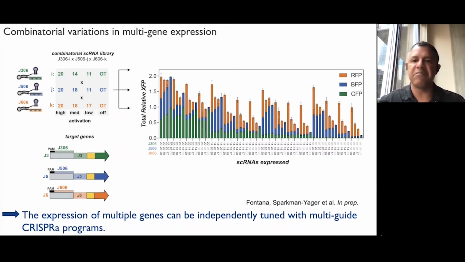So here's a test. We're going to use these to program combinatorial variations in gene expression. So now we're putting the expression of RFP, BFP, and GFP under the control of one of our engineered promoters. And then we're transforming cells with a combinatorial library of scRNA programs that have scRNAs that are going to generate high, medium, low, or off-target or no expression at all three of the engineered promoters. And as expected, and gratifyingly, we see only basal expression in the off-off-off condition, but then predictable variations in reported gene expression that depend on the identity of the scRNA program being delivered to the strain. And this really shows that the expression of multiple genes can be independently tuned using these multi-guide CRISPR-A programs.